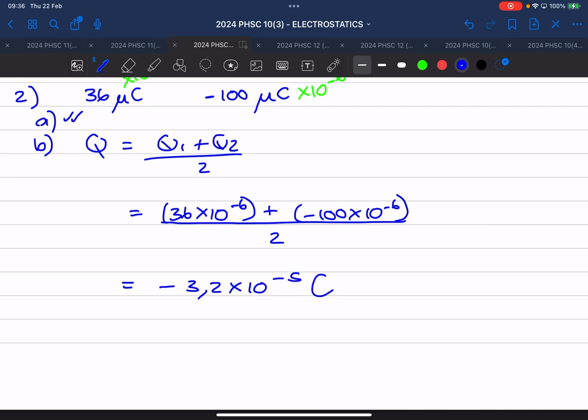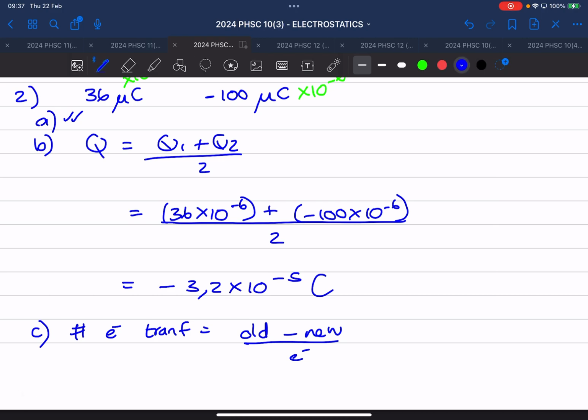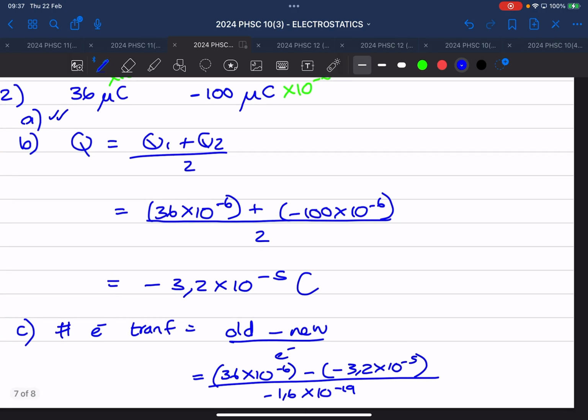Right? Then at question C, they ask you how many electrons were transferred. So the number of electrons transferred is your old charge minus the new charge over the charge of an electron. Your old charge, now you can choose anyone. Like I said, I normally choose the positive one because that is just what I am used to, minus the new one over the charge of an electron. No, I don't have space.